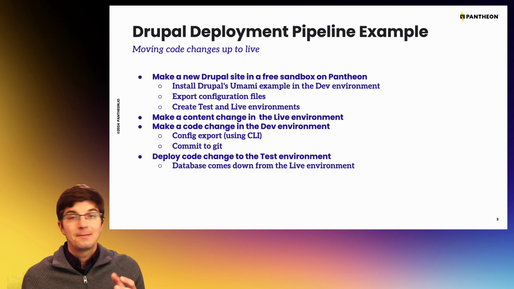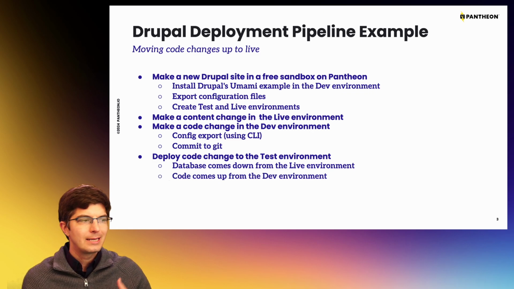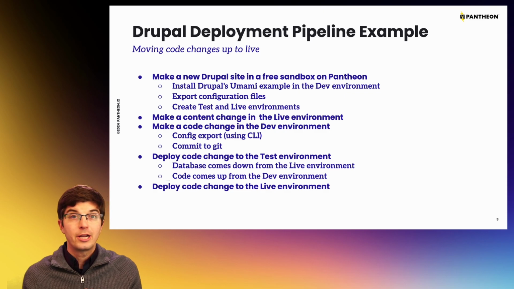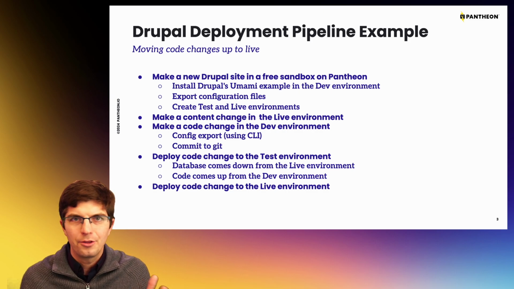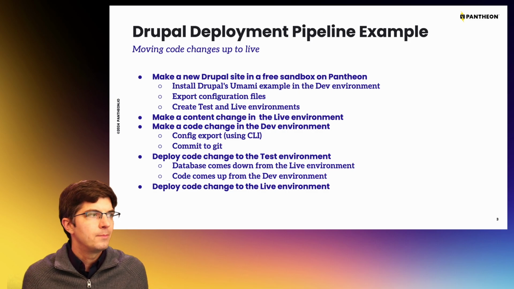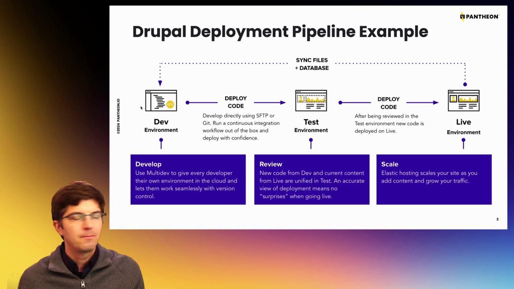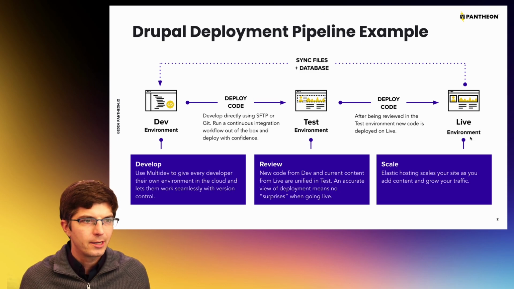Then the database will come down from the live environment as we deploy to the test environment as code changes then move up from dev to test. And then finally, to close things out, we'll deploy our code change all the way to the live environment. So it may sound like a lot here, but this is just the heartbeat of a regular development team's workflow as they move code changes up from a local environment or a dev environment to a test environment, do some final checking before deploying code out to a live environment.